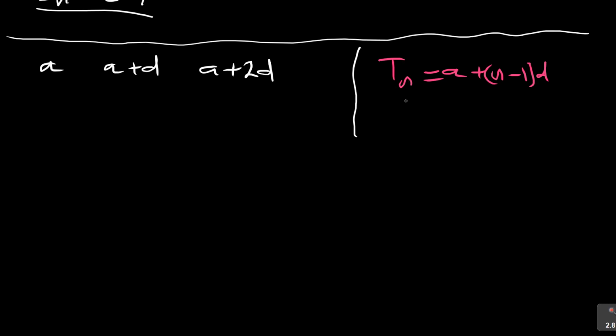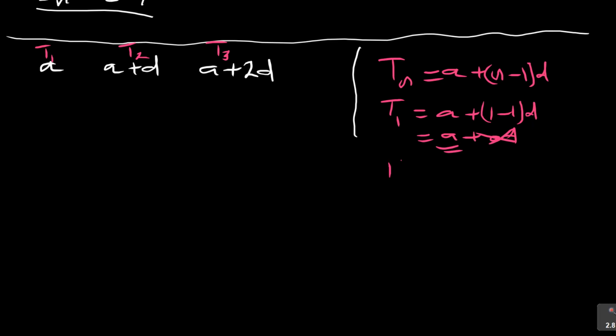Remember, so we're saying when n is 1 for T1, because this is T1, this is T2, this is T3, the first 3. So T1 is A plus, where n is 1, minus 1 D. So 1 minus 1 is 0. So it will be A plus 0 D. That's why we got A.